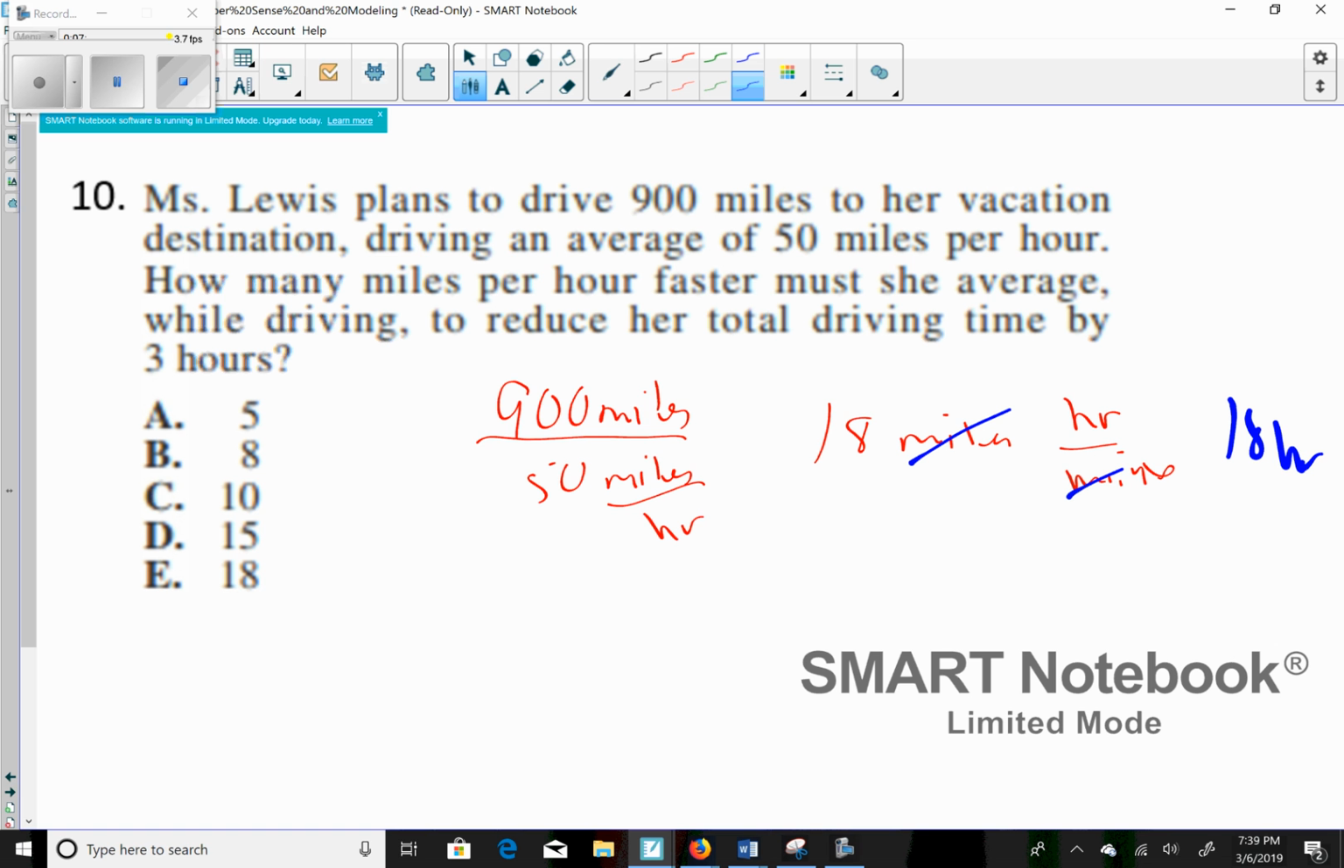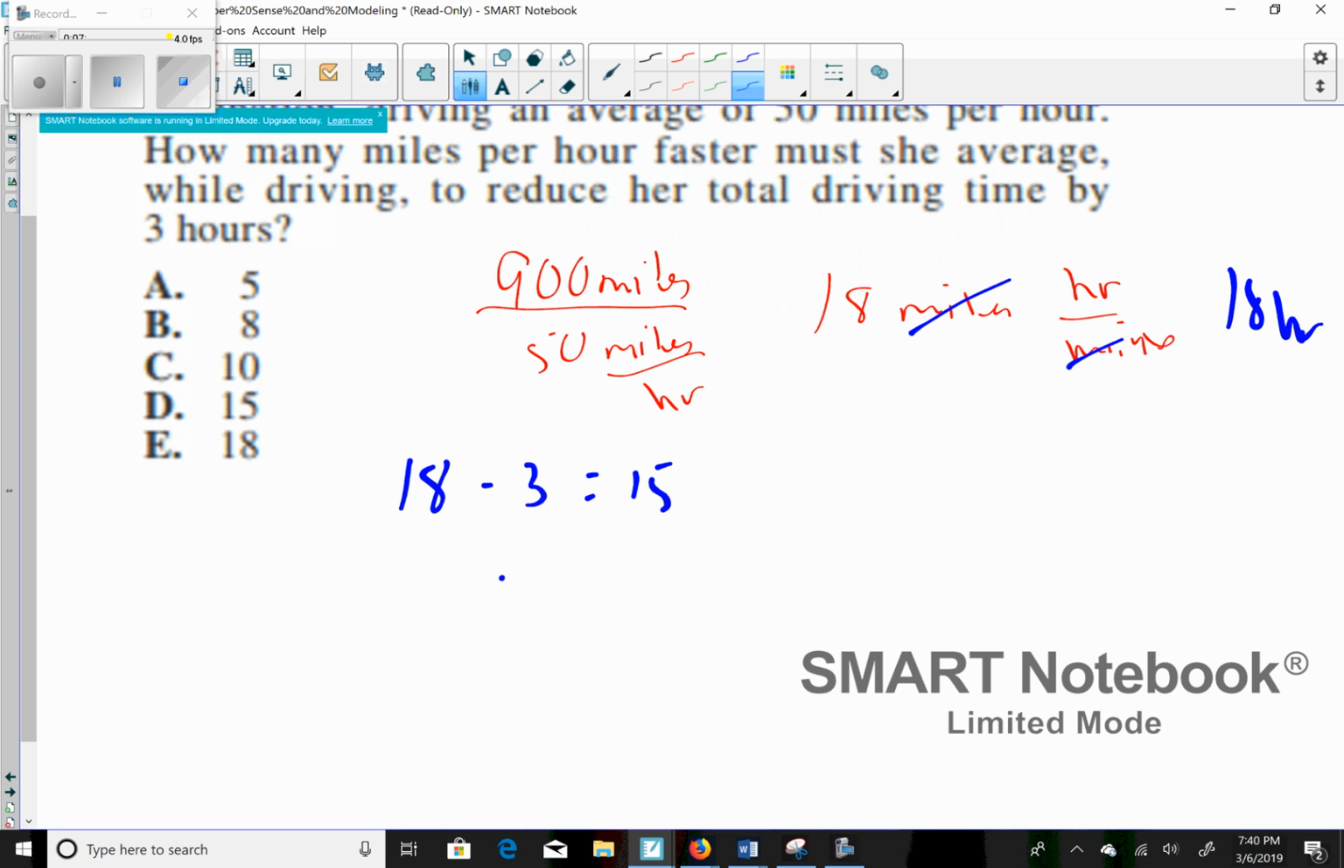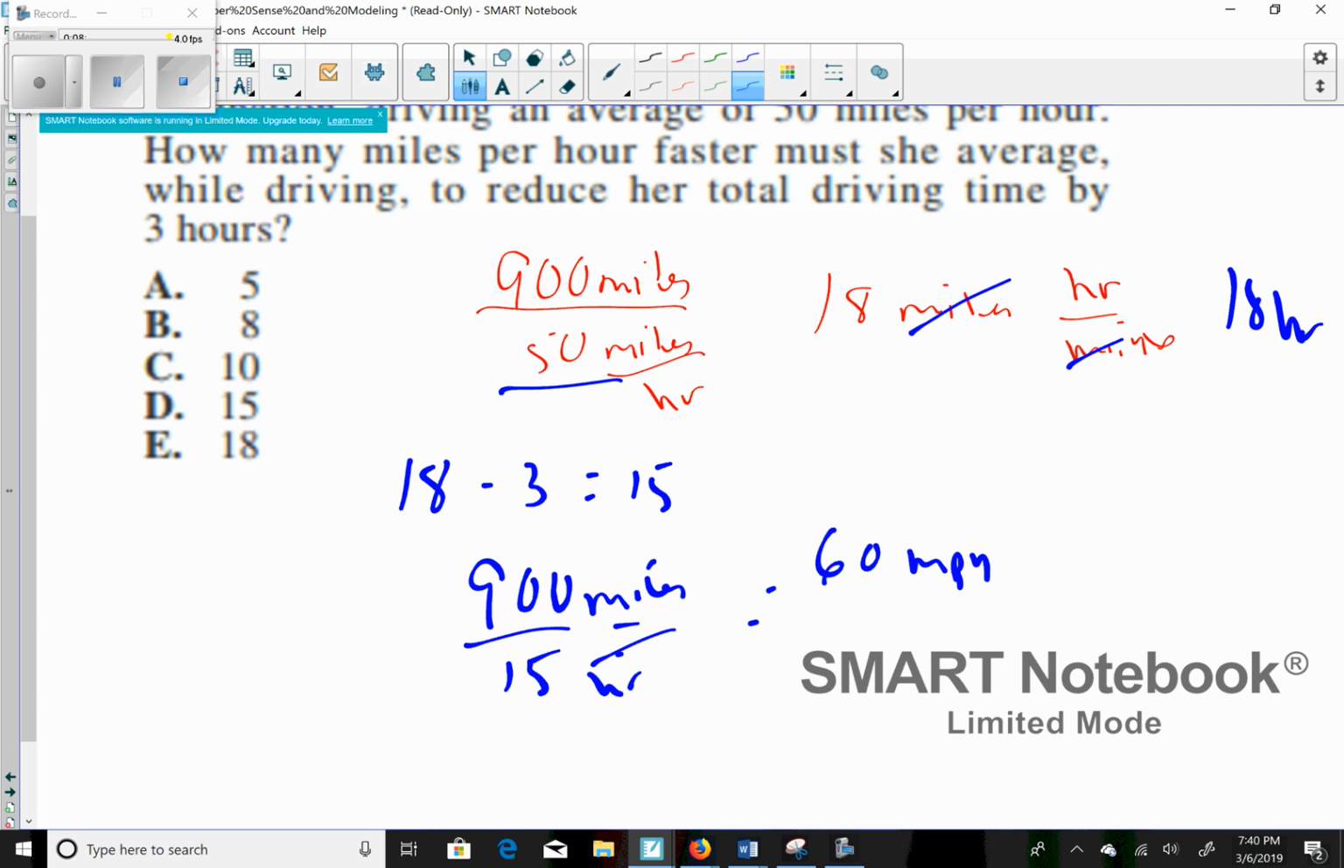So if I want to reduce this time by 3 hours, I'm going to take 18 minus 3 and get 15. So I'm going to take the 900 miles that I'm driving and divide it by 15 hours to find out how fast I'm going to have to drive. And that ends up being 60 miles per hour. So the question's actually asking how much faster must she drive? Well, if she was going 50 miles per hour before and now she's going 60 miles an hour, she has to go 10 miles per hour faster.